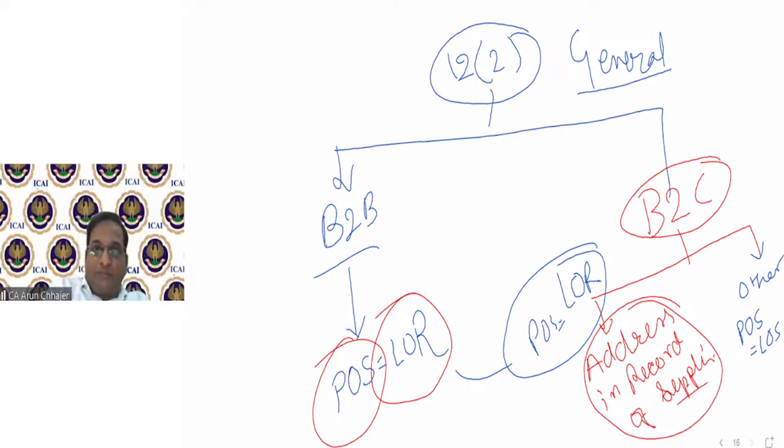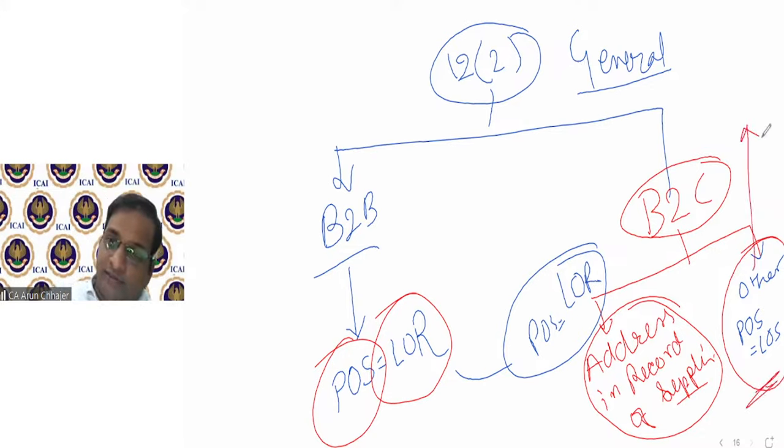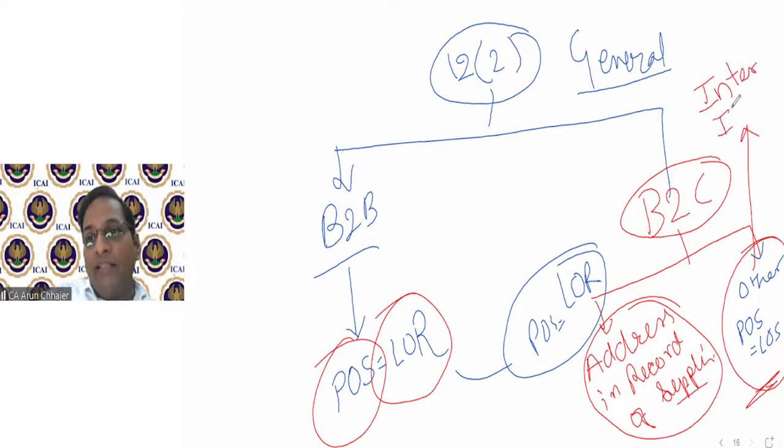What is my question? Please confirm whether my statement is correct or incorrect; you have to tell me in the chat. In the last case, it can never be interstate supply. It can never be IGST in the last case.